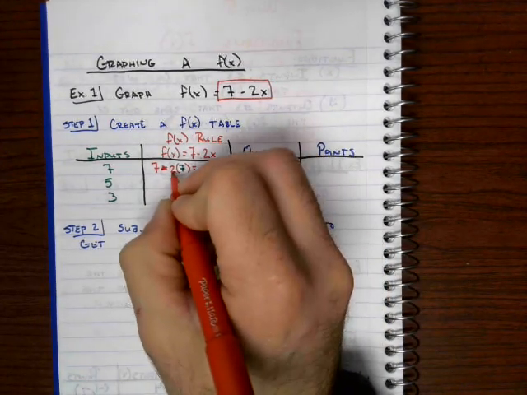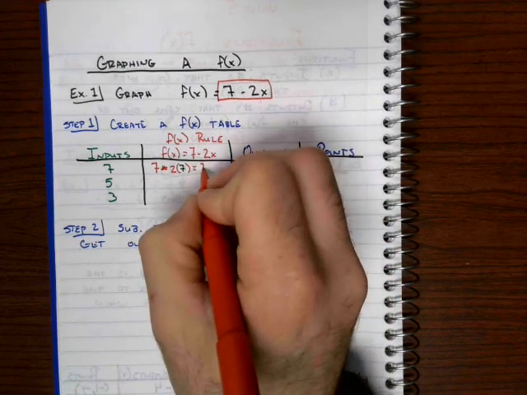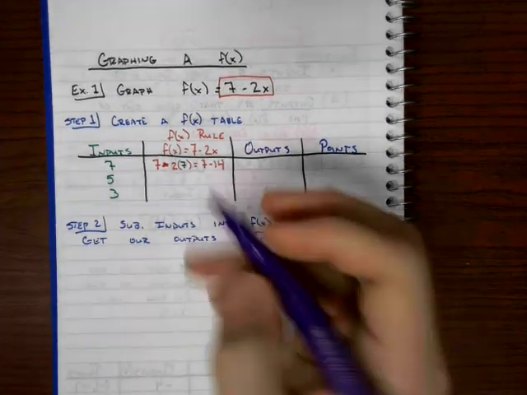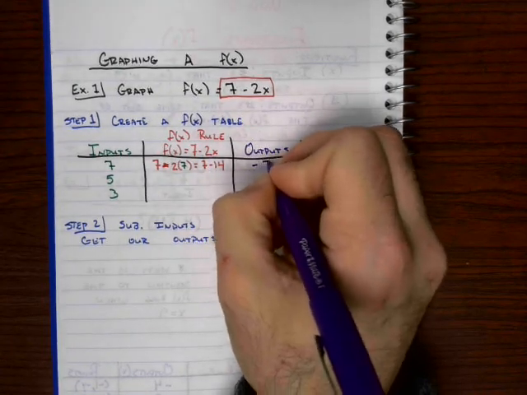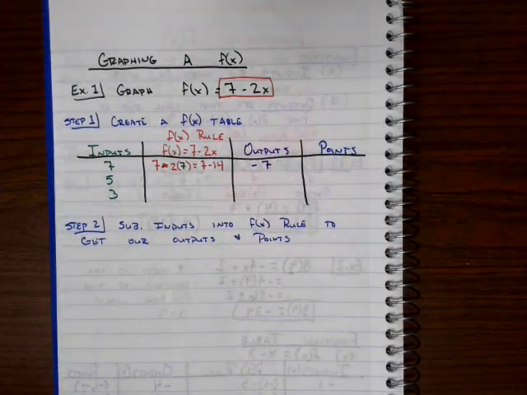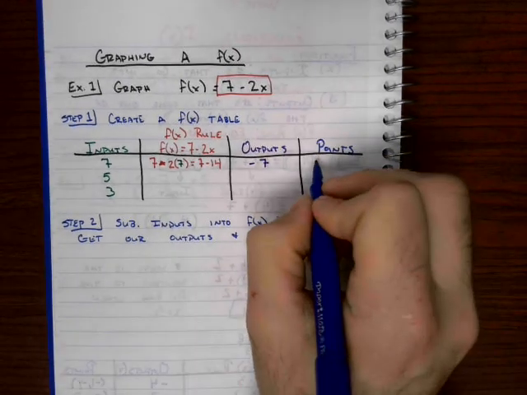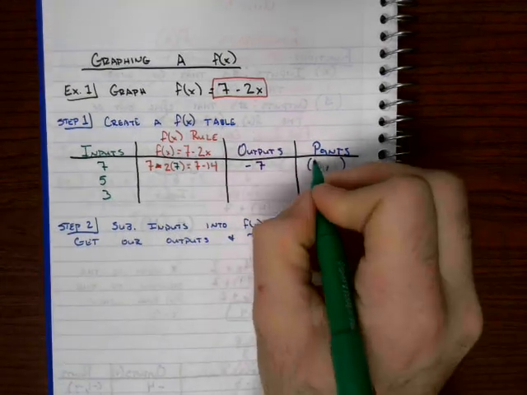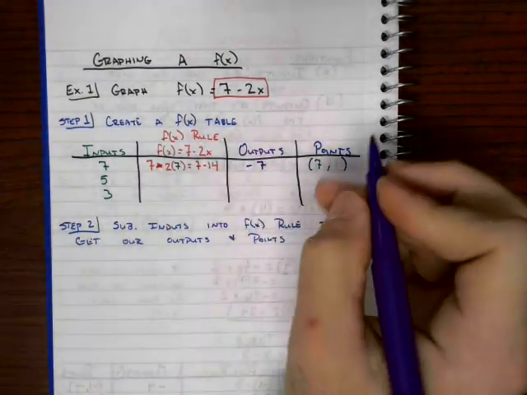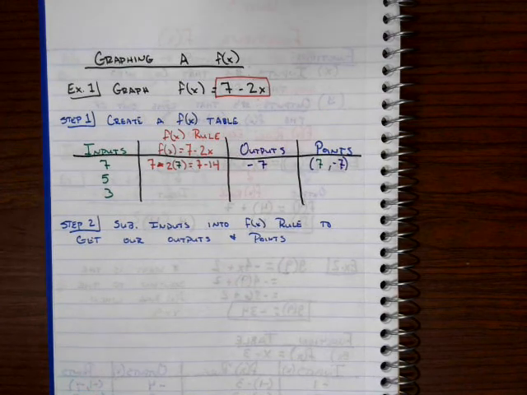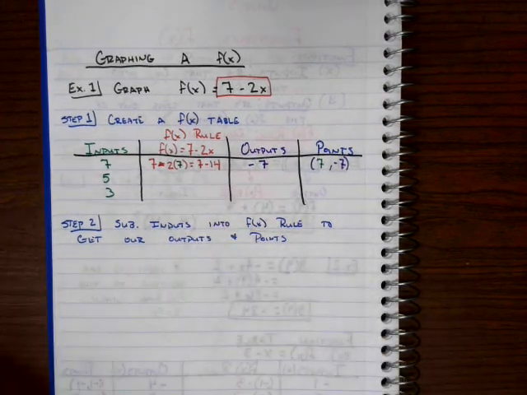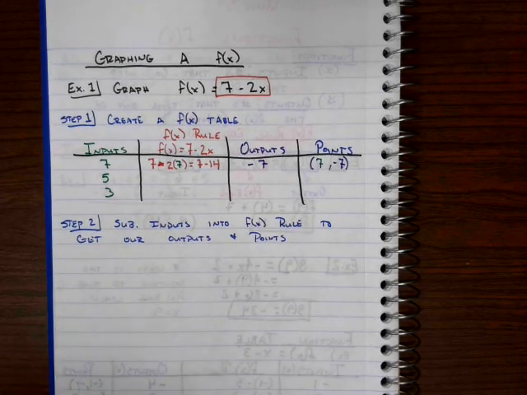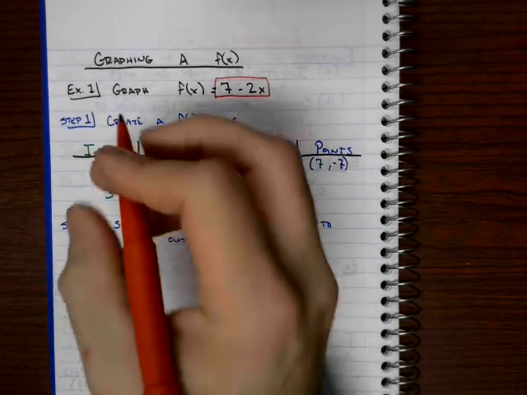So 2 times 7 is 14. So I get 7 minus 14. And what is 7 minus 14? That's going to give me negative 7. And that will be my coordinate point. So my first coordinate point is 7, negative 7. And we do it for the next two. So if you want to work ahead of me, try to fill those in, see if you got it right, go for it. If not, you can follow along.